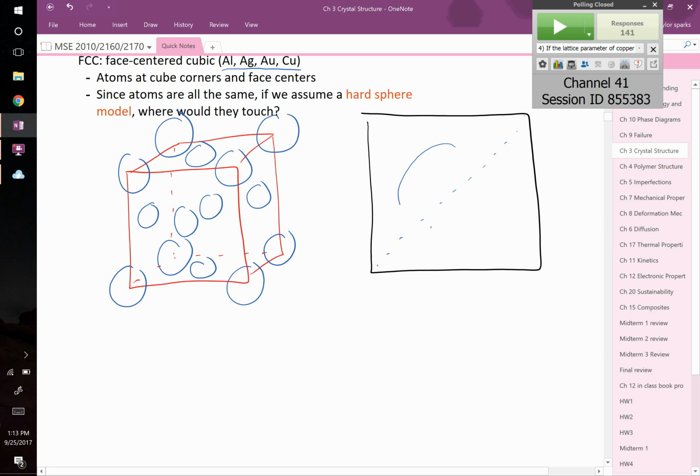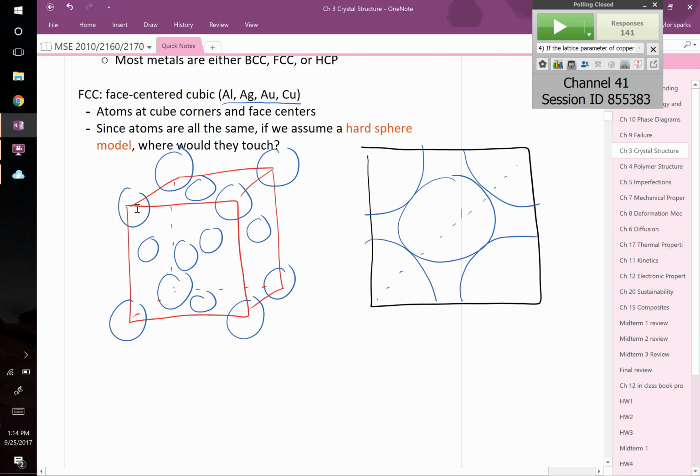So let's draw our atoms in here, right? I'll try and draw these the same size as one another, right? Maybe something like that. In a face-centered cubic arrangement, they're going to be touching along what we call a face diagonal, right? It's the diagonal line that cuts the face in half, okay? They're touching there, okay?